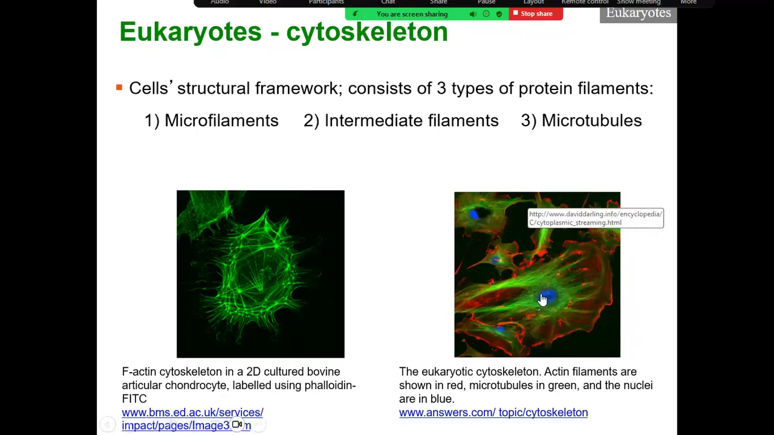The nucleus is in blue, which is not part of the cytoskeleton. Remember, the cytoskeleton is just a framework making up, in an animal cell, the cell shape and structure. But in plant cells, the shape is more dependent on the cell wall. And in bacteria, the shape is not dependent on the cytoskeleton. The shape is dependent on the cell wall.